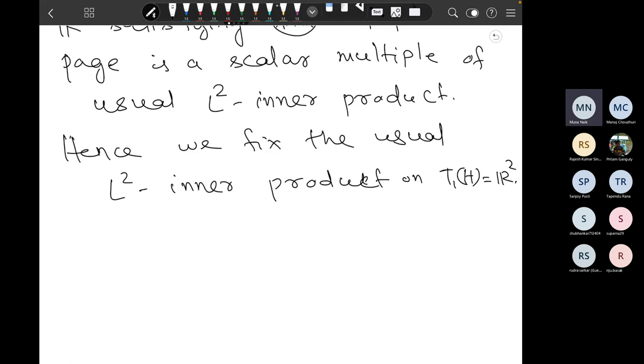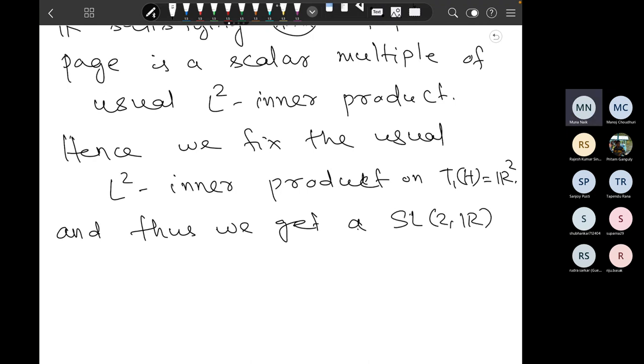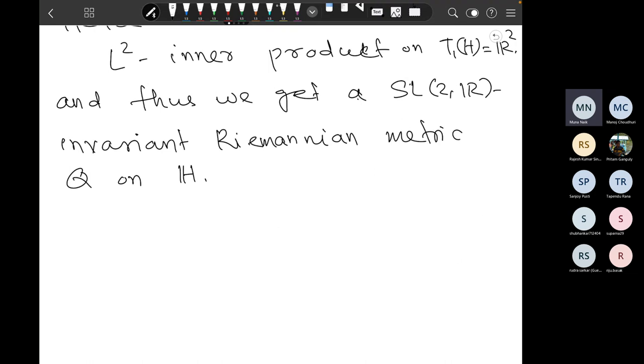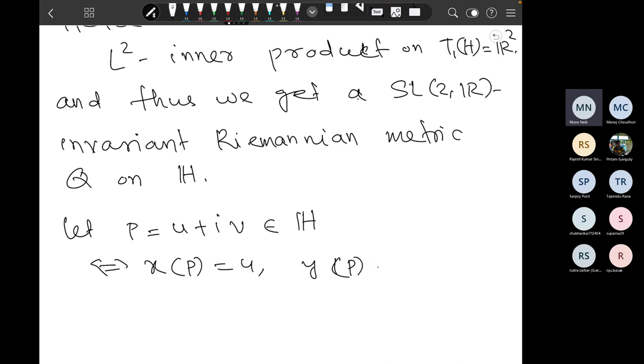Okay, the L2 inner product on T_i H is R2, so we will fix this. Since this is SO2 invariant, we get a Riemannian metric Q on H. Now I want to find the expression of Q on H. So let P equal U plus iV belong to H, so that the x coordinate of P is equal to U, and the y coordinate of P is equal to V.